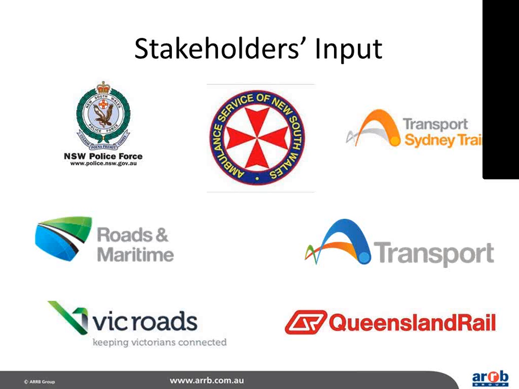What do they think? What input could they provide? Ambulance services might provide their input into lighting rail crossings. What kind of lighting do they want? Do they need? And get their feedback and get their input into the designs.